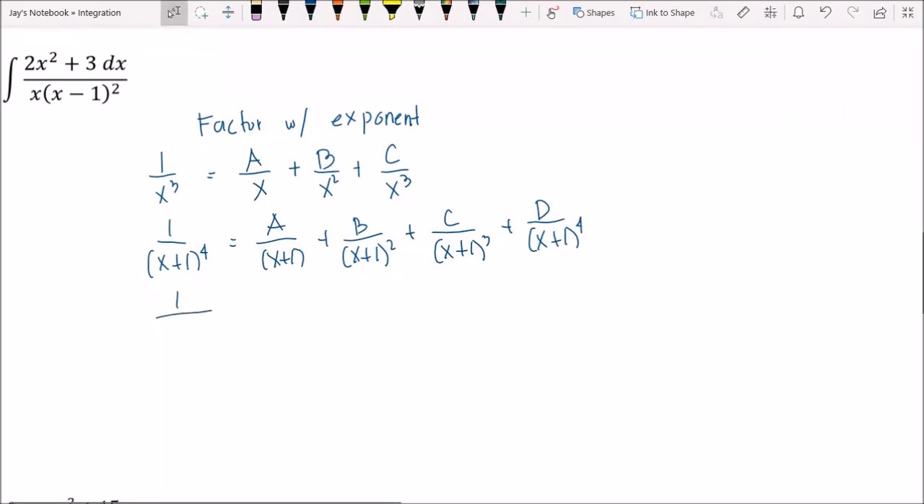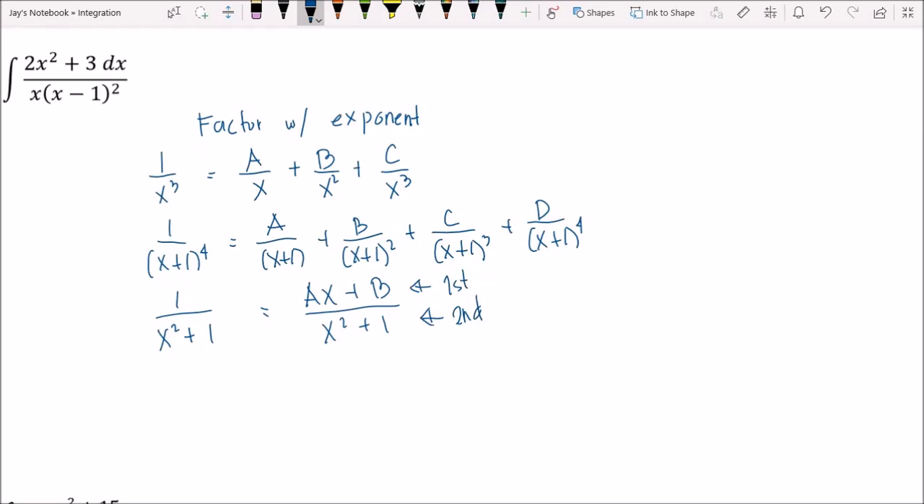Now what if our denominator is in second order? Like for example, we have x squared plus 1. If our denominator is in the second order, our numerator should be in the first order. Therefore, our numerator should be ax plus b over x squared plus 1. So our numerator here is in the first degree, while our denominator is at the second degree.